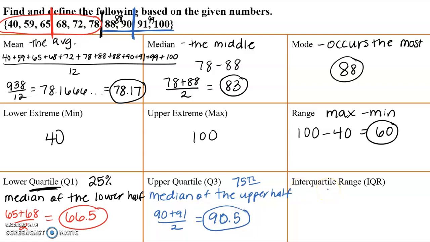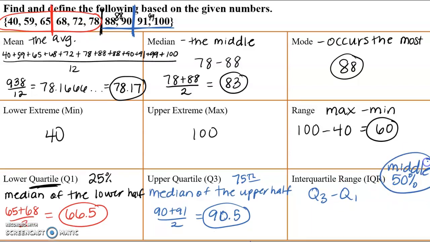Now, the interquartile range, remember range is just the difference between 2 things. Regular range is the difference between the maximum and the minimum. Interquartile range is the difference between Q3 and Q1. This is also known as the middle 50%.